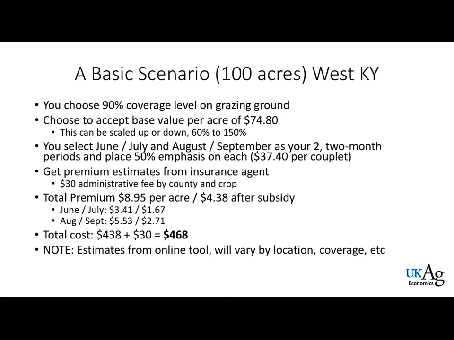In terms of cost, you're going to pay a $30 administrative fee, per county, per crop. So if you were covering both pasture and hay, you'd pay it twice. Just pasture, pay it once. But in this particular case, based on those 2 months and that particular grid, out of pocket I would have paid $4.38 per acre, after the subsidy. So 100 acres, $438, plus the $30 administrative fee. I would have had a liability to pay in premium of $468.